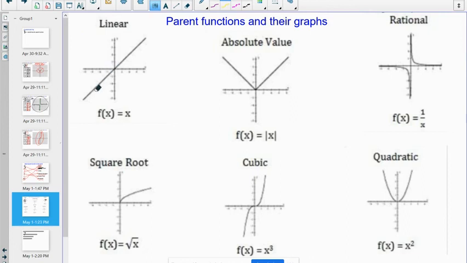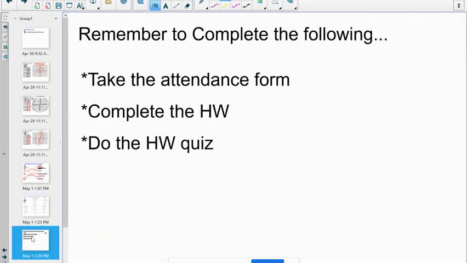So feel free to pause this if you need to. I'm just going to move on. Because you did this in your homework yesterday, you should have them already out in your homework assignment from yesterday. So you can always refer back to that as you're doing your homework for nights to come. Remember, feel free to email if you have any questions.